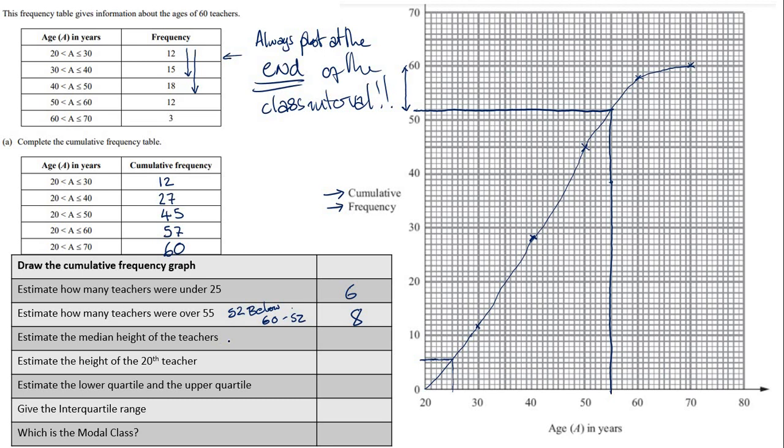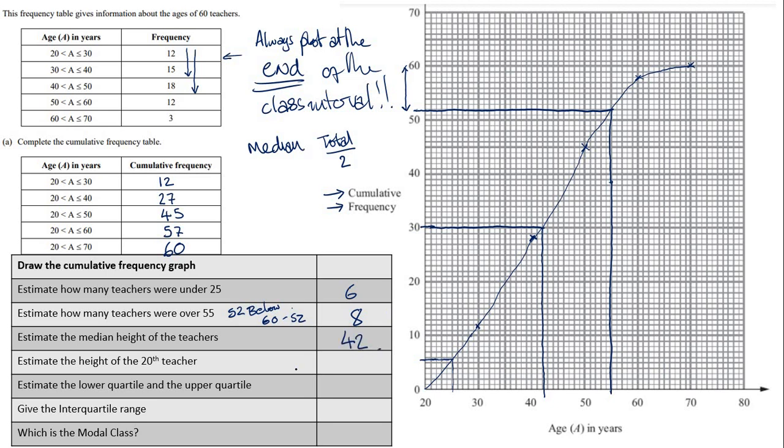Next, estimate the median height of the teachers. Now, if there are 60 teachers, the median is going to be your total over 2, halfway in. Okay, so go from your cumulative frequency. Median's all about frequency, by the way. It's not halfway into your ages. Okay, we'll go across, we'll go downwards, and you'll find that the median age is roughly 42, something like that. Okay, it's not easy to read off this grid.